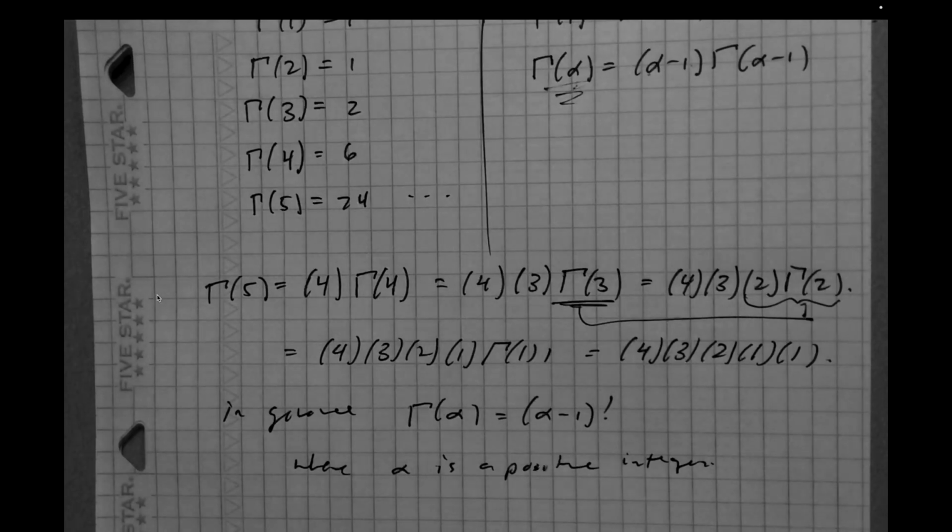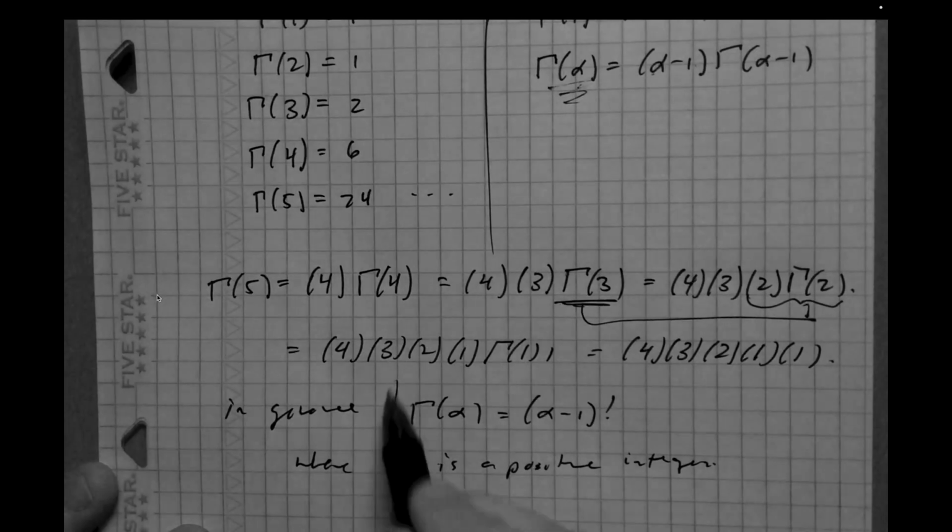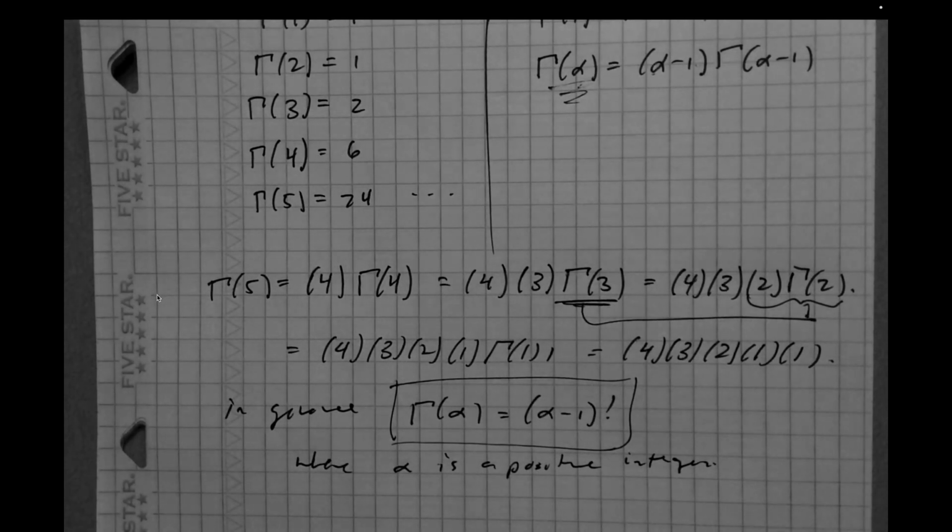I.e. non-negative. Okay, and so that's the gamma function, right? So if your alpha parameter is an integer, it's very easy to evaluate the gamma function just using basically this formula here. You don't have to use the integral.